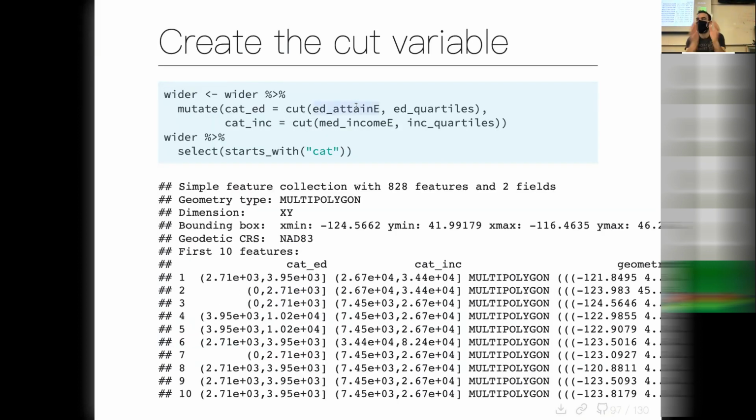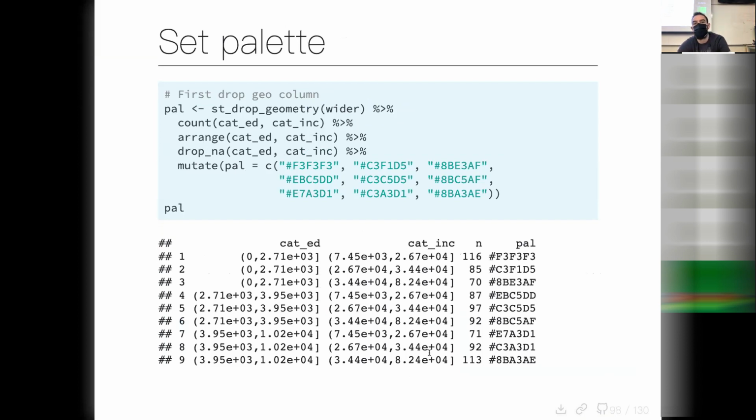So then we're going to cut ed attain. Notice because we went wide, it's now no longer ed attain, it's ed attain E, because the E stands for estimate. There's also ed attain M, which stands for ed attain margin of error. Okay, so we're going to cut ed attain into these quartiles, and we're going to cut med income, median income, into these quartiles. Okay, and then we end up with something that looks like this. So here's our categorical education. Here's our categorical income. All right, so these are split.